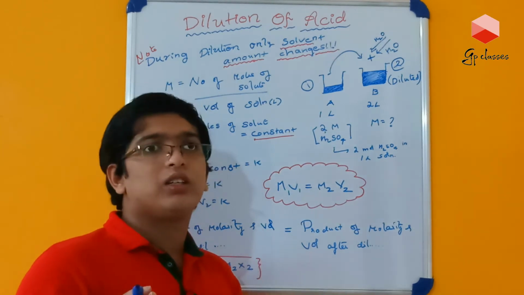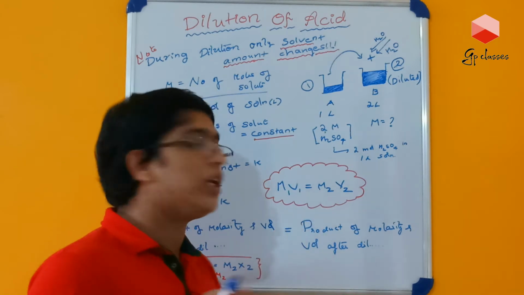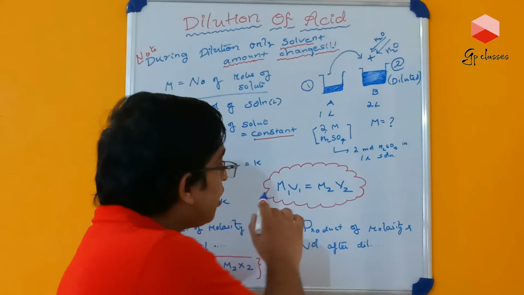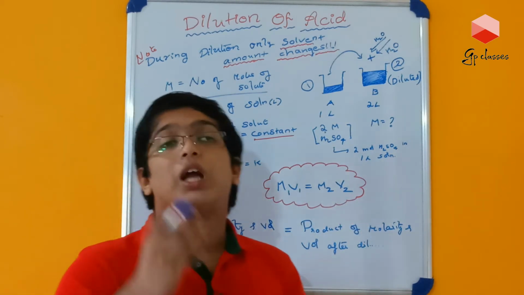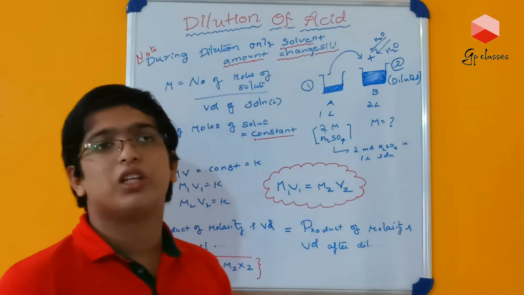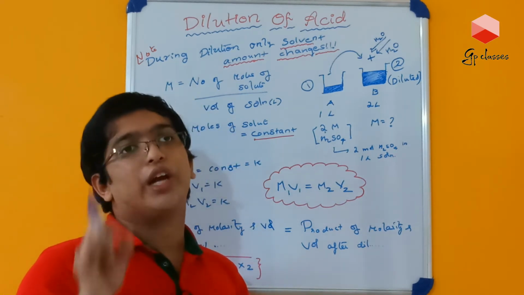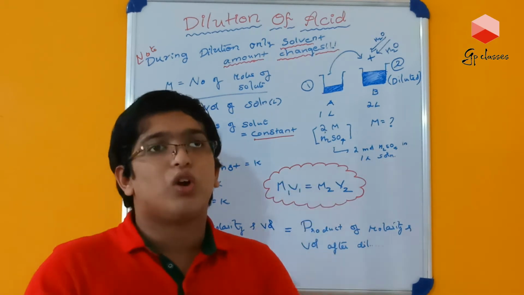So to connect molarity before and after dilution, we can use the simple equation M1V1 = M2V2, and this equation was derived based on the concept that on dilution the number of moles of solute is constant, only the number of moles of solvent is changing. Simply saying, on dilution we are adding more solvent.